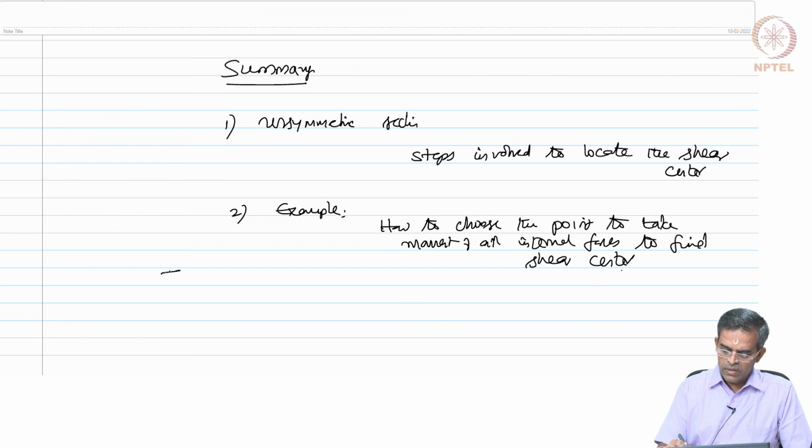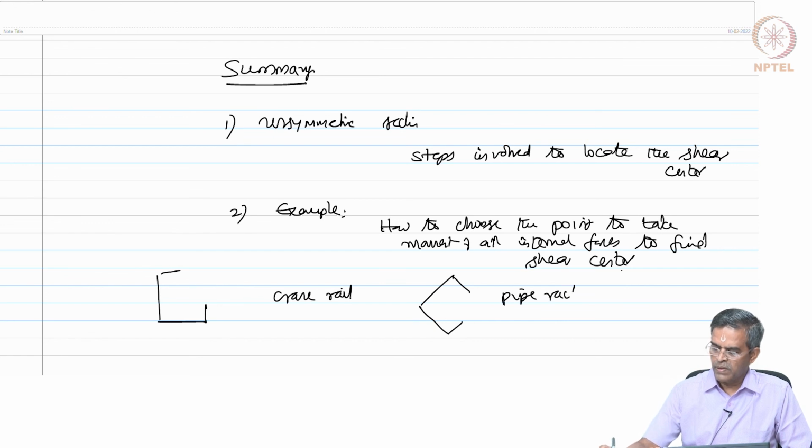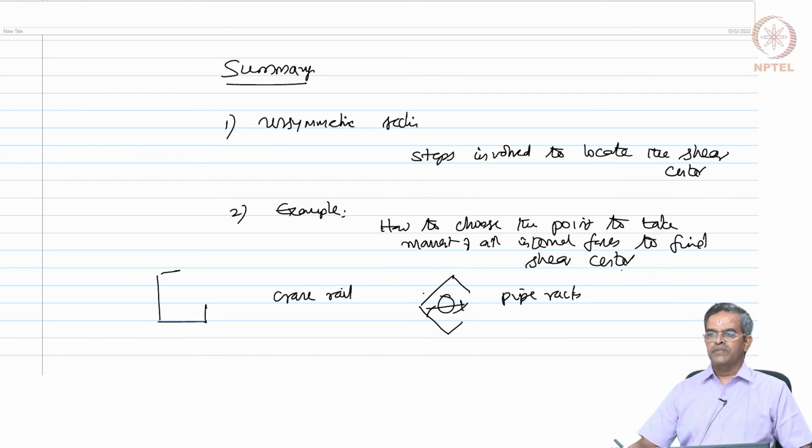For example, this kind of sections are used for crane rails. These kind of sections are used for pipe racks, because you get more space to put the pipe. So, these are all rectilinear shapes, but arranged in such a fashion they create very complicated geometry for computational purposes. So, you should be able to look into these and practice more problems, so that you are clear about solving them from the first principles.